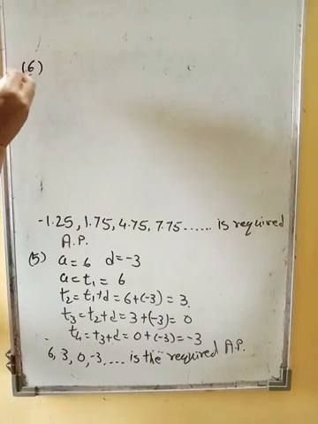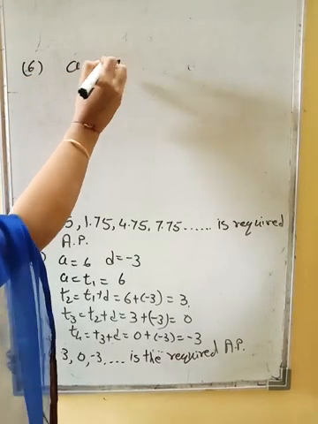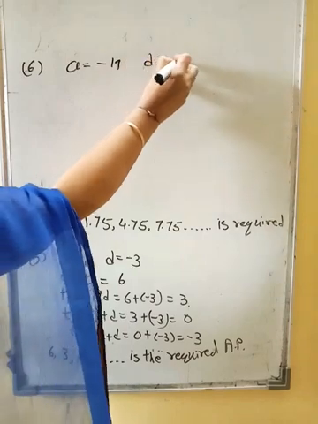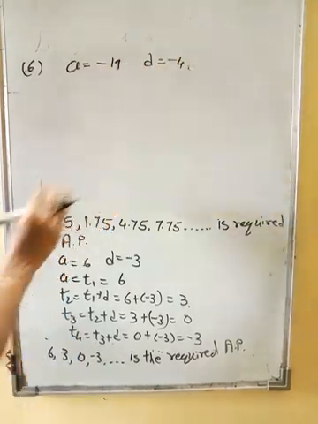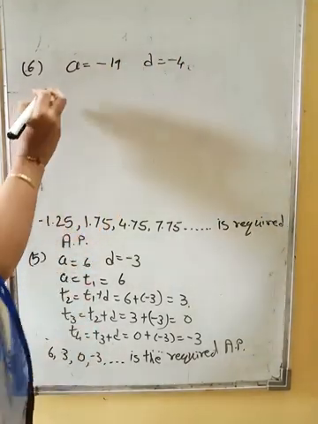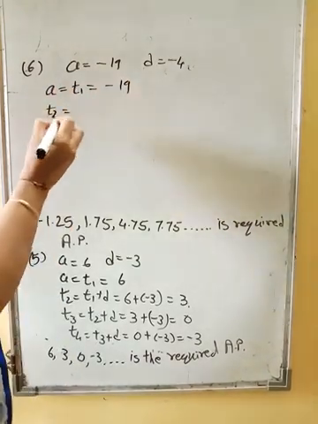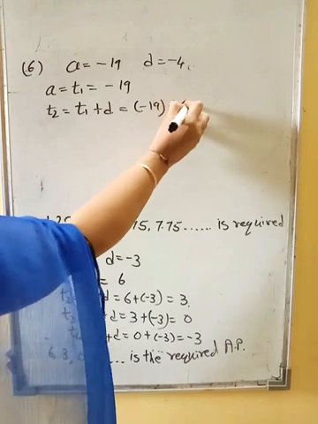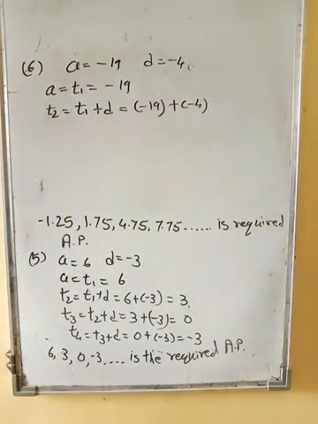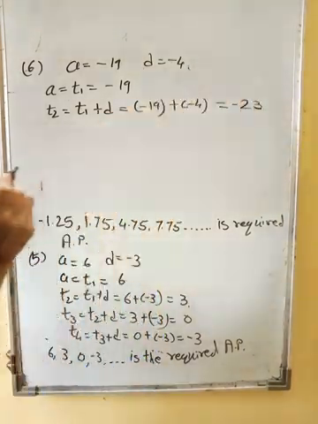Sixth question, we have A is equal to minus 19 and D is equal to minus 4. So the first term is also negative and even the difference is also negative. The method remains same. A is equal to T1 is equal to minus 19. Now T2 is nothing but T1 plus D. So minus 19 plus minus 4. So both are negative numbers, so their power will get added up. So it will be minus 23.